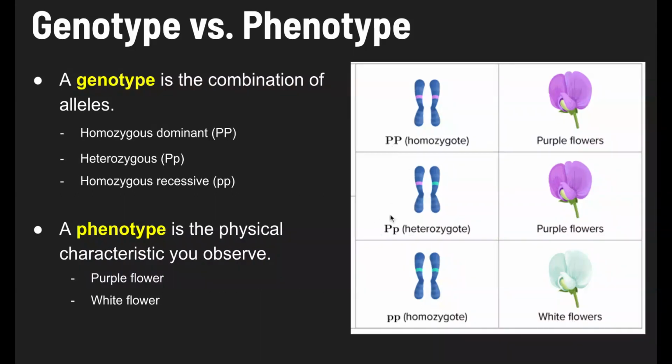So the dominant allele, in this case, look at the heterozygote, the flower that's got big P, little p. The dominant allele masks the trait that's associated with the recessive allele. The flower still turns out to be purple, even though it carries the allele for white flower color. And that's because purple is dominant in this case.